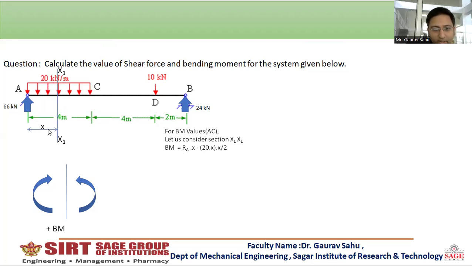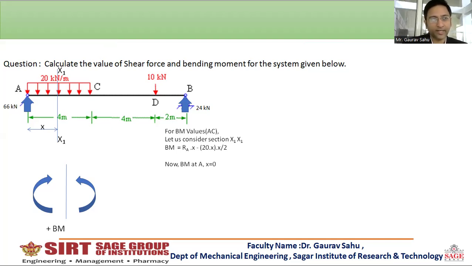So 20 into x. Here we have converted the load into a point load, but now it is applied on the midpoint of this segment x. So the distance of this midpoint from the x1 section will be x by 2, which will be the perpendicular distance. So this point load will be multiplied with half of the distance x. So here we have formed the equation for bending moment for segment AC at the x1 section.